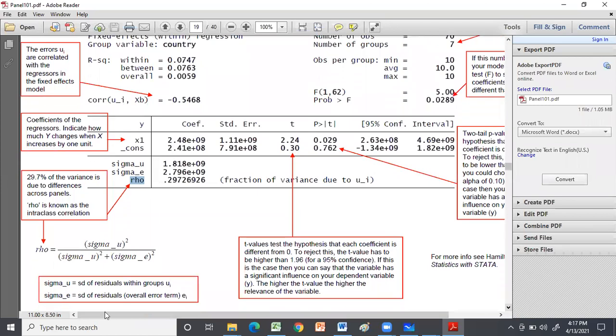Sigma u means, I already told you, the standard deviation of the residual within the group, that means within the panel or within the entity. And sigma e stands for standard deviation of the residual, which is the overall error term of the model. Can you all see it on my screen? Yes, sir.